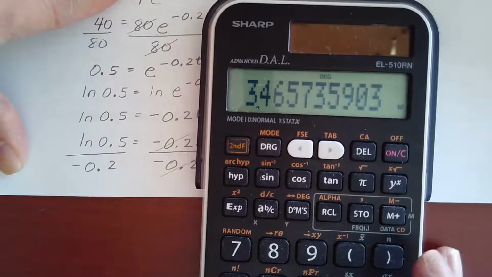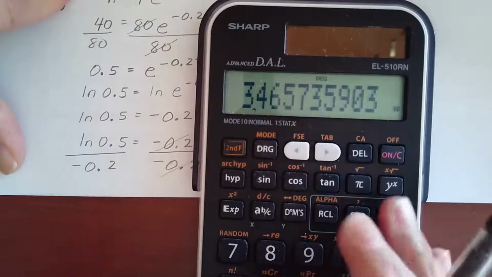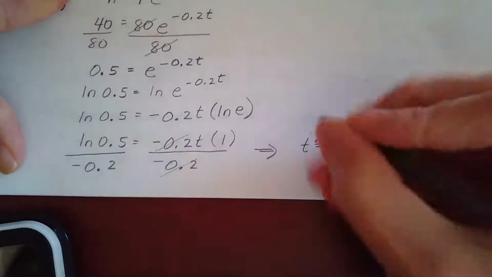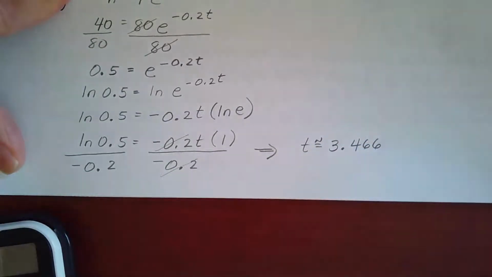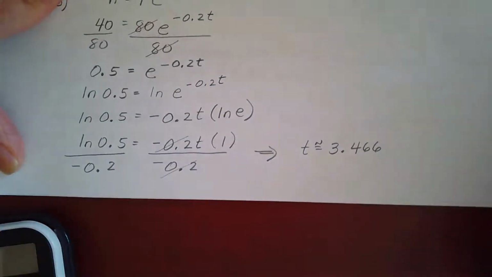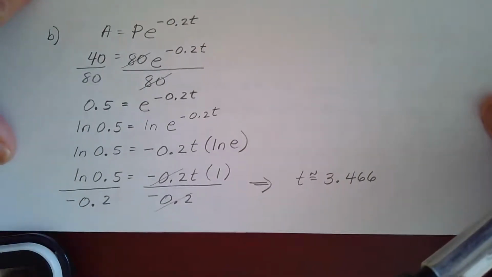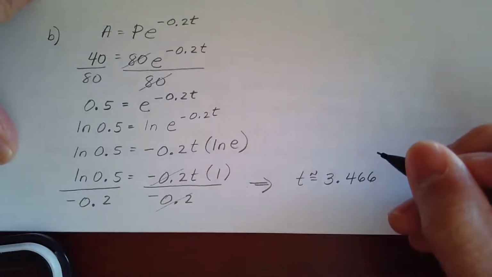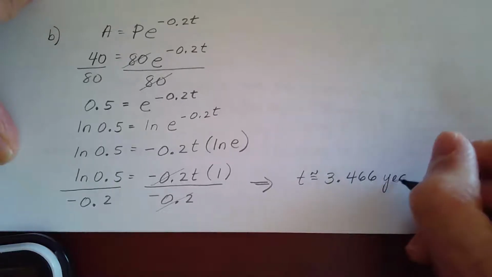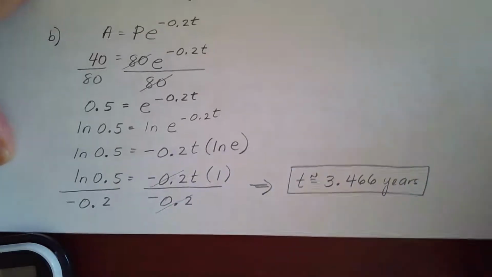And then right here, we got 3.466. So if we round it off to 3 decimal places, 3.466. So we're measuring time in here. Half-life, how long would it take? So the measure of time would be everything stated in here, so it's going to be 3.466 years.